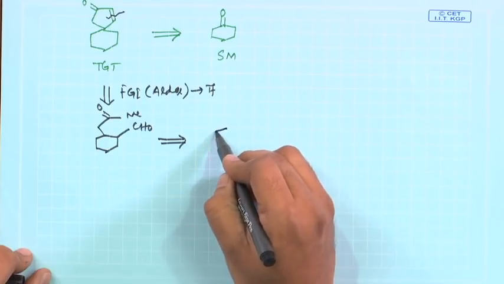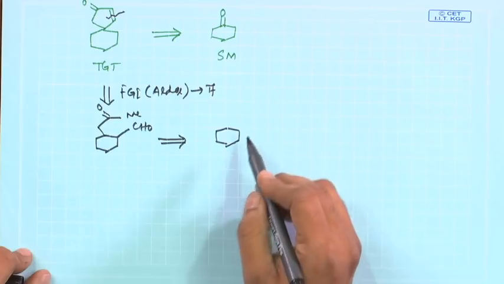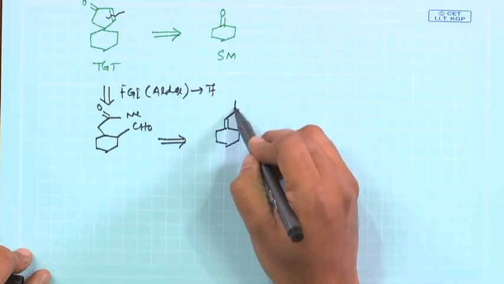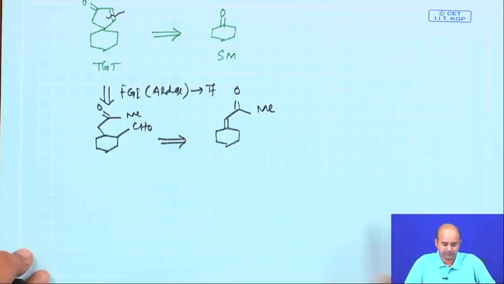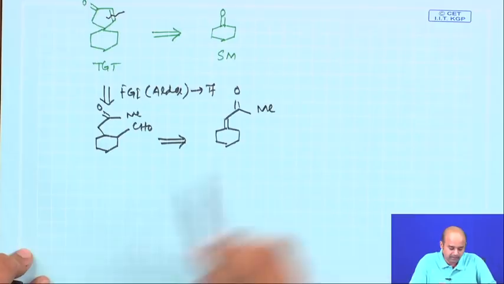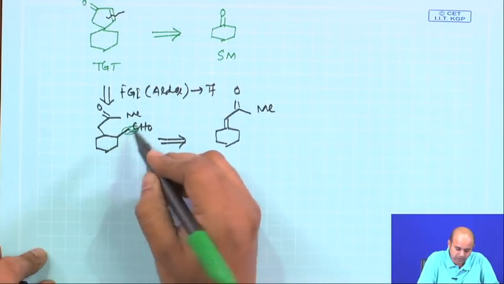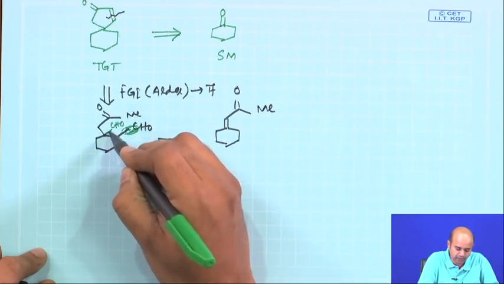This compound you can make in numerous ways, but one of the ways I will try to give to you. If you have something like this, we said it is a spirocyclic compound. These structures will be wrong, actually the aldehyde should be here. So, the aldehyde should be here.